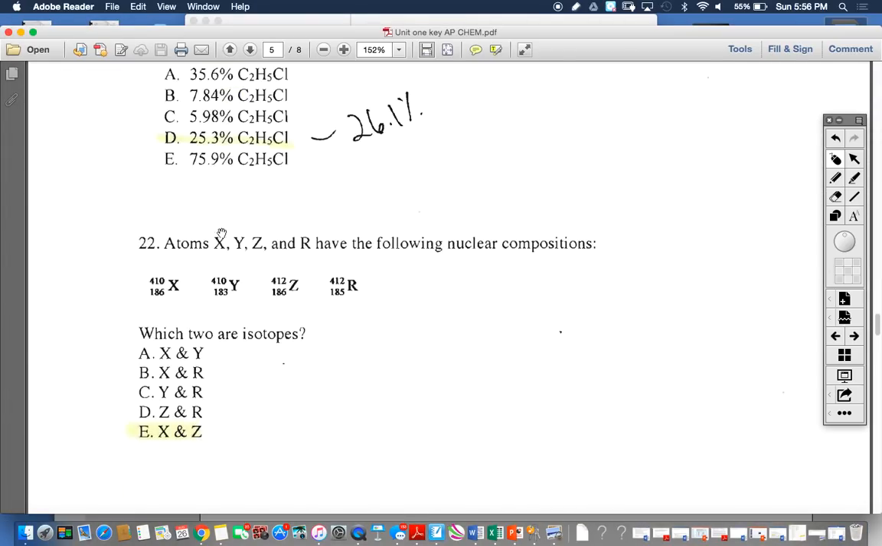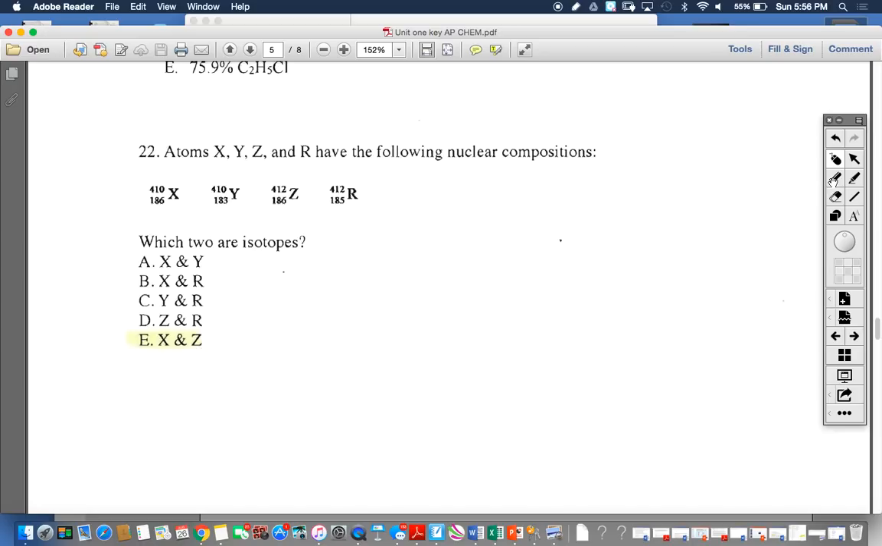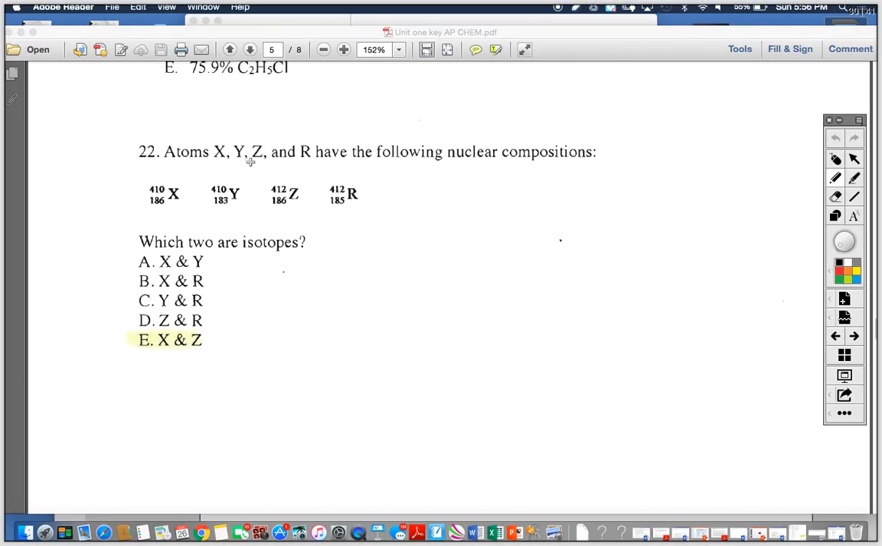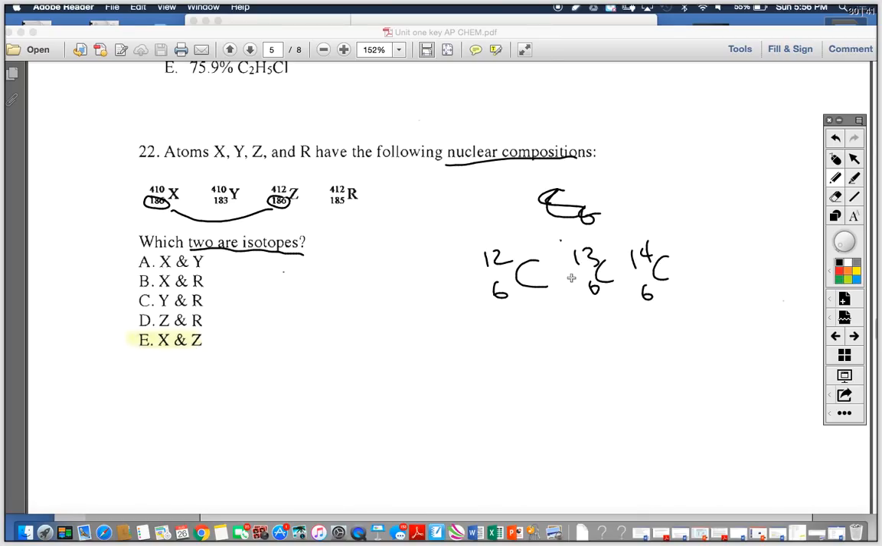Next one. If we look at 22, they are asking you about these that have nuclear compositions, which are isotopes. Isotopes mean they have to be the same element. The atomic number is on the bottom, so automatically the atomic number should be the same. Like if you look at carbon 12, carbon 13, and carbon 14, the bottom is always the same. The mass number is always different. That's why X and Z represent isotopes.